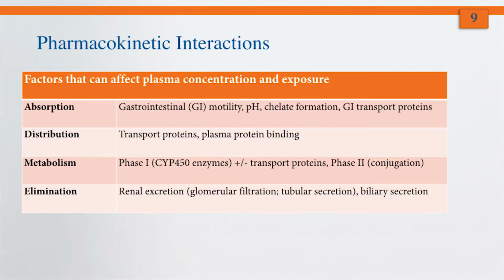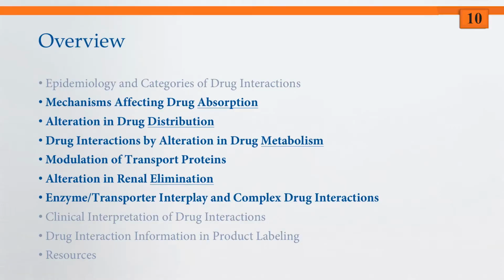So moving on to pharmacokinetic interactions, which are the most common mechanism when we talk about drug interactions. Again, we're talking about when one drug interferes with the way another drug is absorbed, the way it's distributed throughout the body, the way it's metabolized, transported throughout the body, or eliminated, thereby affecting its plasma concentrations or exposure. So we'll go into each one of these mechanisms in a little more detail.